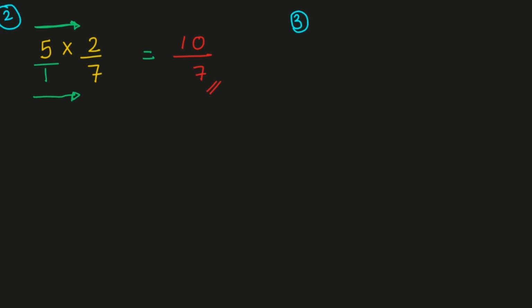Let's go for the third example. Let's take 3 upon 8 into 4, right? Even though it is not visible, you can say the denominator of this 4 is 1. Why? 4 divided by 1, the answer is 4. So you can write this 4 as 4 upon 1. That's what I had done here. Easy.